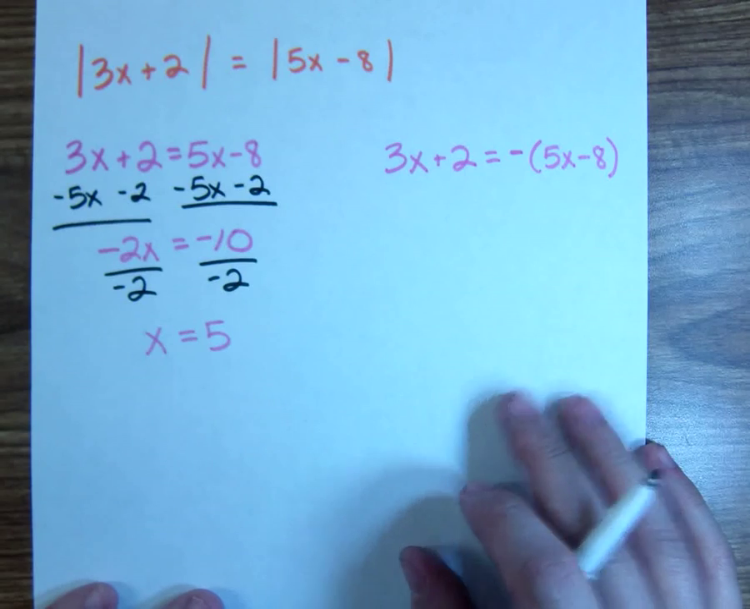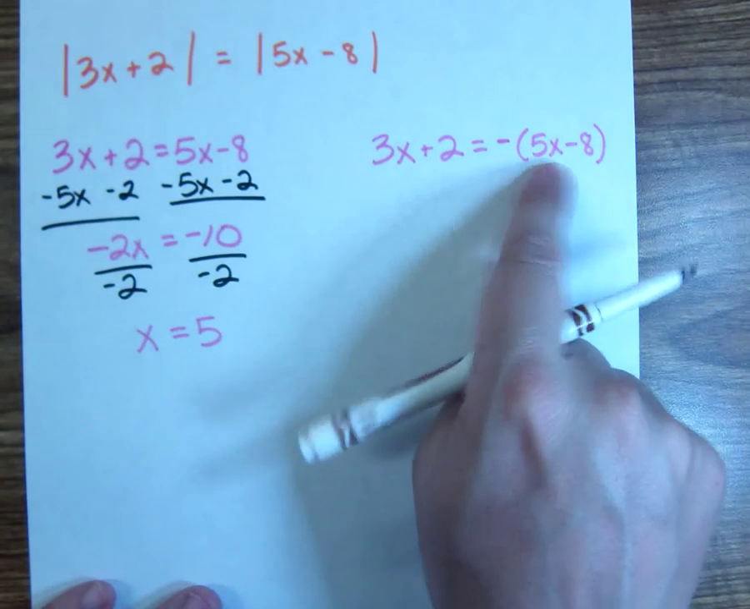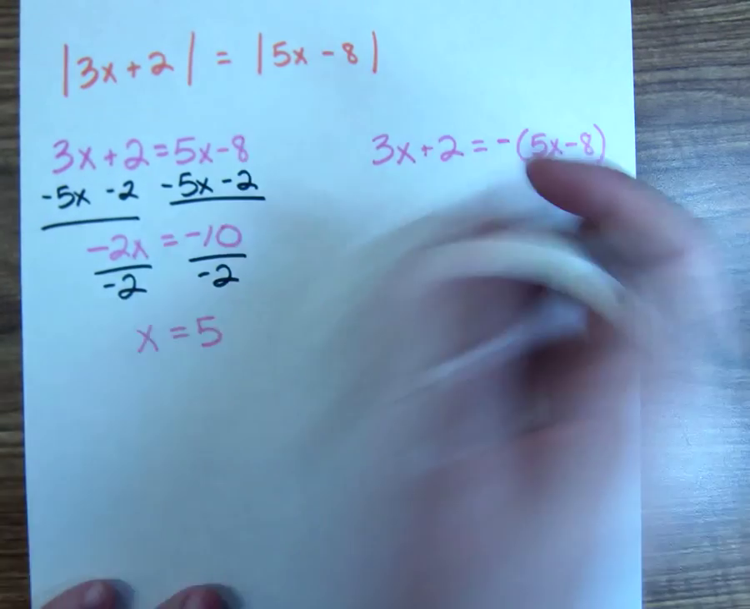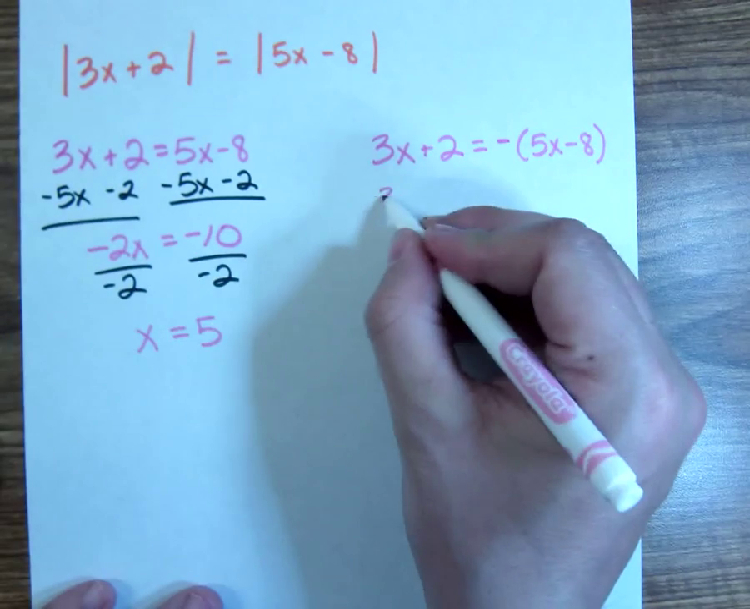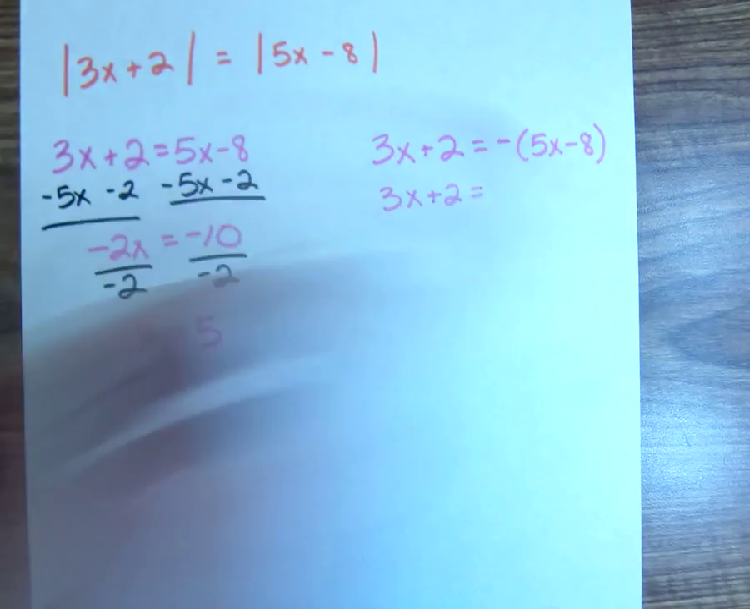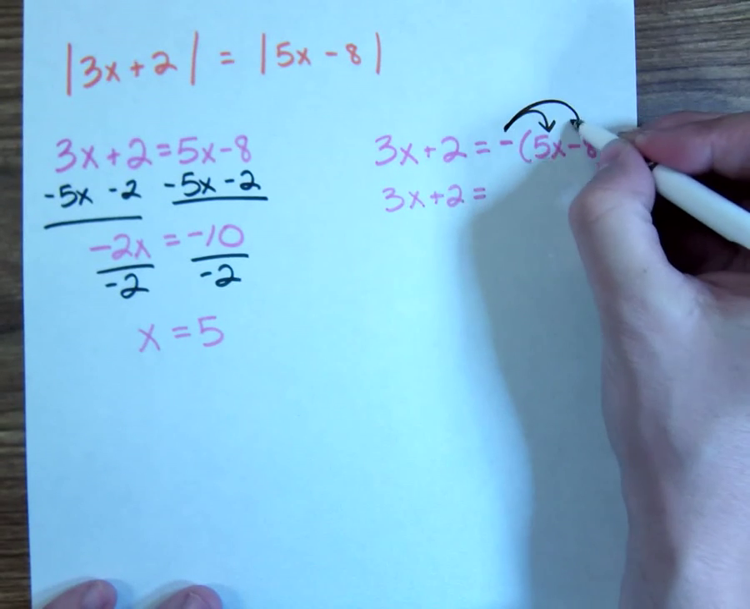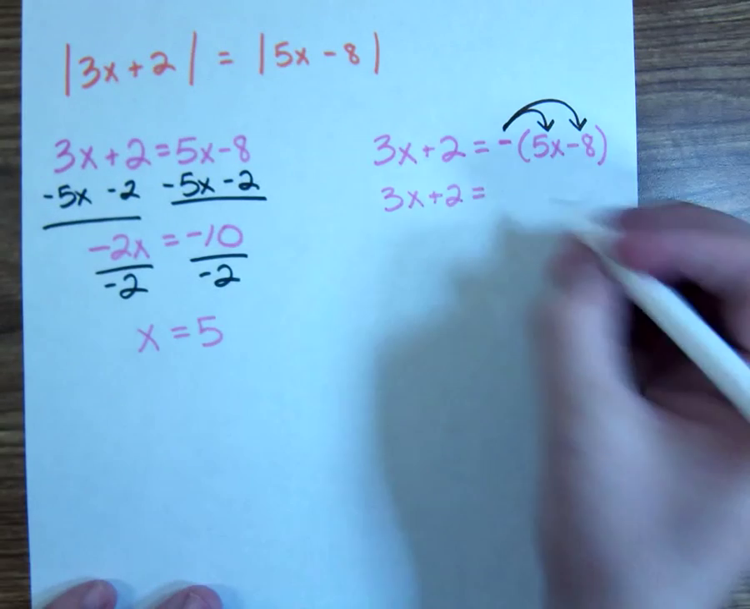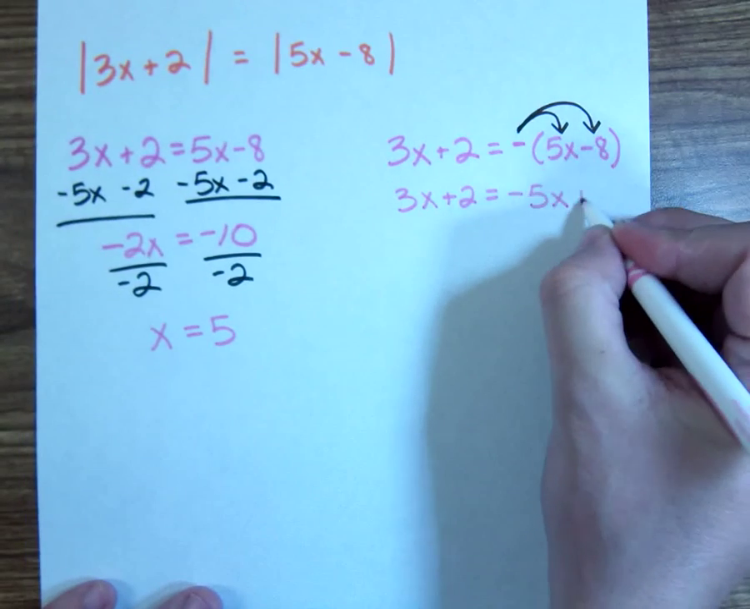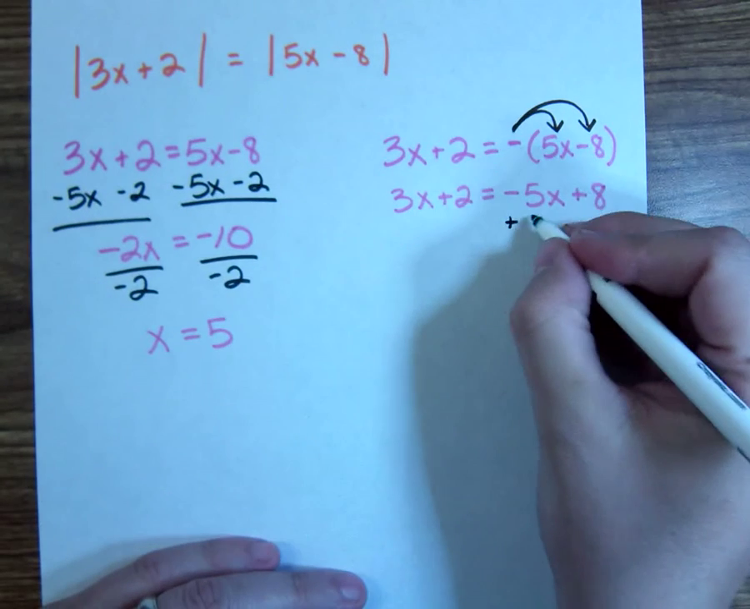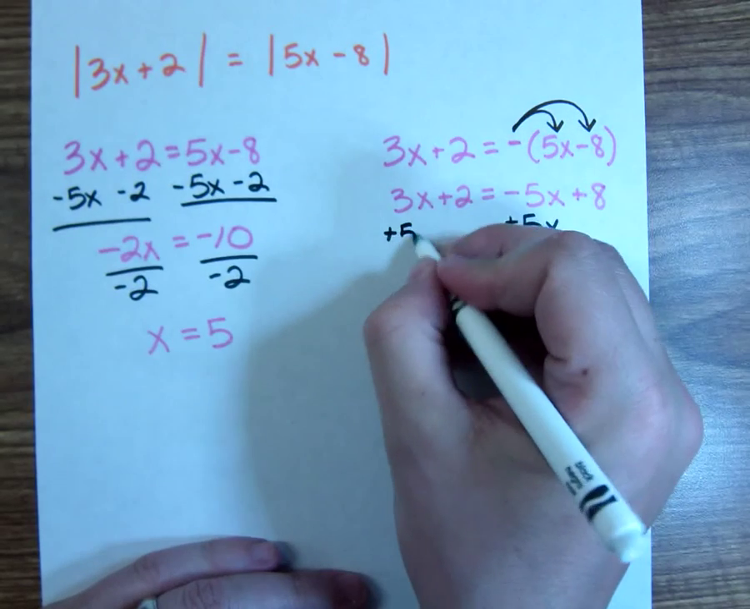The one on the right's a little trickier because of the negative outside the parentheses. We got to make sure the negative goes to the 5x and to the minus 8. So I'm going to leave the left side alone for now, 3x plus 2. And the right side is going to be minus 5x minus negative 8, which is really plus 8, right? And then plus 5x. That's plus 5x this time. It's already different. Minus 2. And minus 2.